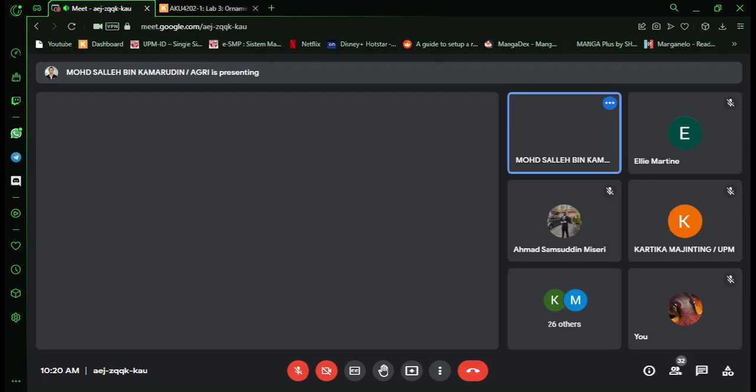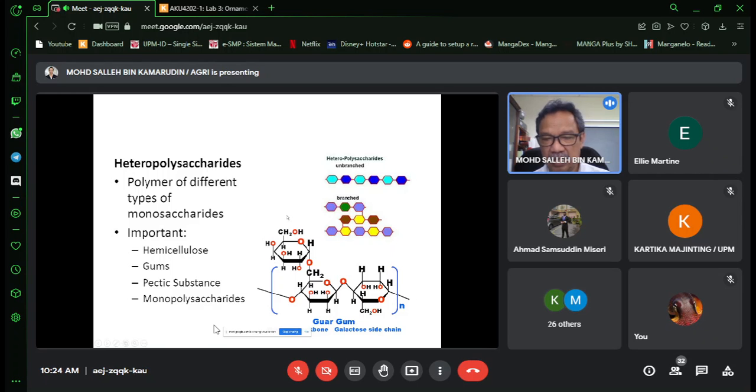You're talking about the several gums ya. Antaranya carob, ada Arab gum ada juga. And then we have pectic substance. Pectic ni dia campur dengan protein ya. And then we have monopolysaccharides pun ada juga di dalamnya. Ini contoh buah gum is basically dia campur beberapa monosaccharides.